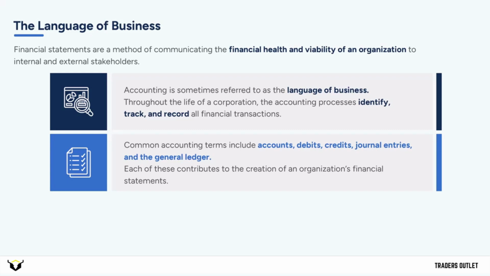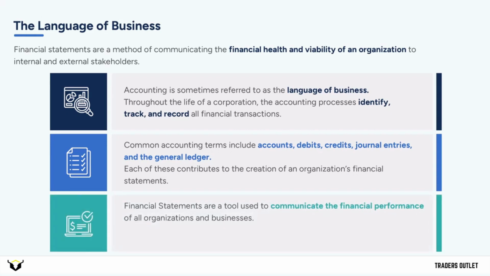Now, perhaps I should say organizations rather than businesses, because we will learn that there are many different types of organizations that use accounting. Financial statements are a tool used to communicate the financial performance of all organizations and businesses. The format of the information provided in each of the statements gives the user the ability to not only evaluate performance, but more importantly, make informed decisions. Now, one of the key tasks for financial analysts is the ability then to review those financial statements to support financial or investment decisions.